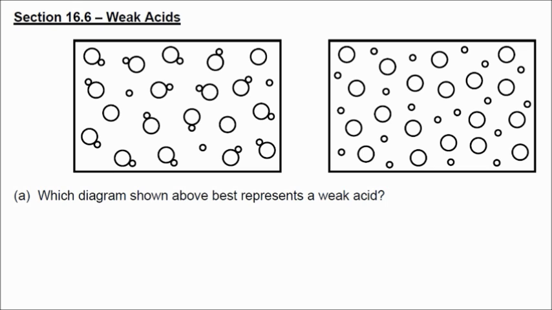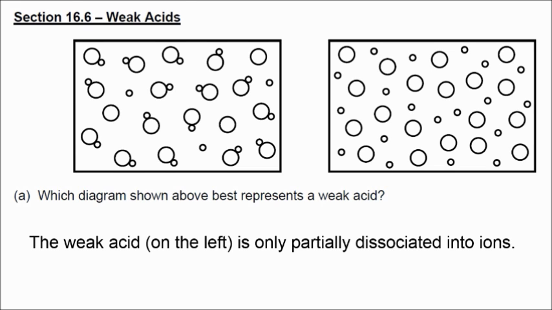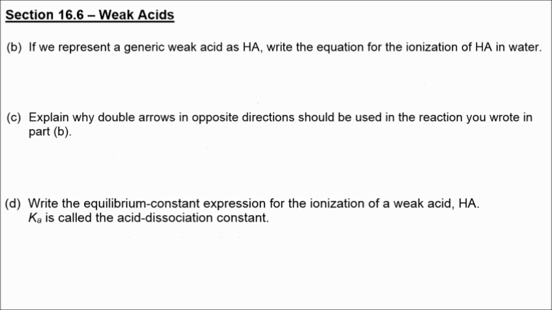All right, section 16.6, weak acids. So which of these diagrams represents a weak acid? Well, the one on the right is completely dissociated. That's a strong acid. The diagram on the left is only partially dissociated into ions, so that is a weak acid. If we represent a generic weak acid as HA, then the equation for the ionization of HA in water is HA dissociates into H plus and A minus.